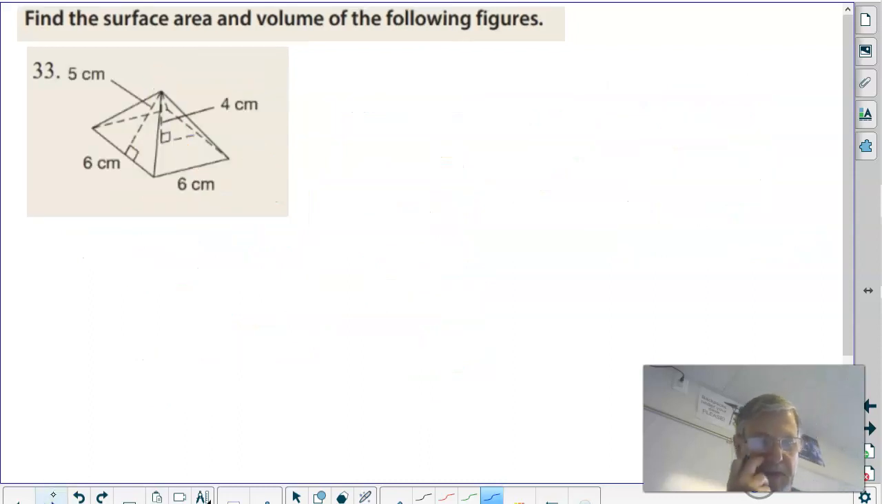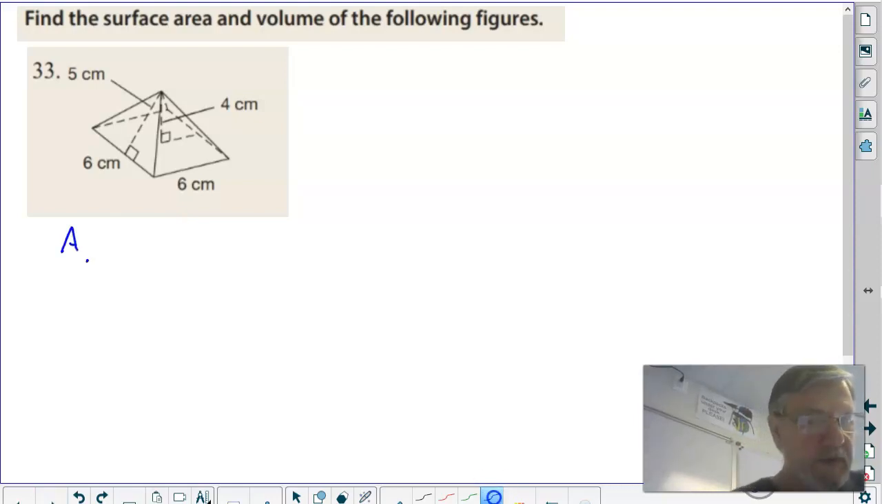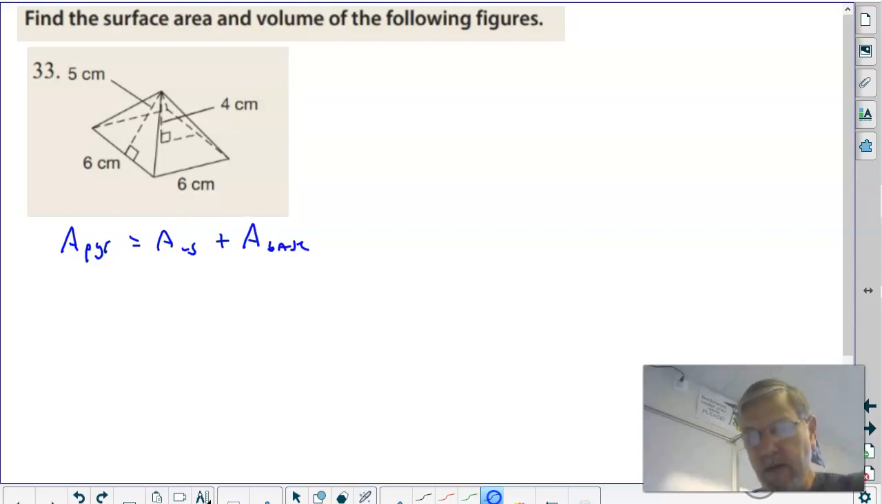All right, now we've got a pyramid, and first off, we have to deal with surface area of a pyramid, which again is area of the lateral surface plus, now there's only one base, so plus area of the base, right? A prism and a cylinder, you have 2 bases, so that's why it's 2 times area of the base. A pyramid and a cone, you only have 1 base, so it's plus area of the base. Okay. Lateral surface is the tricky part.